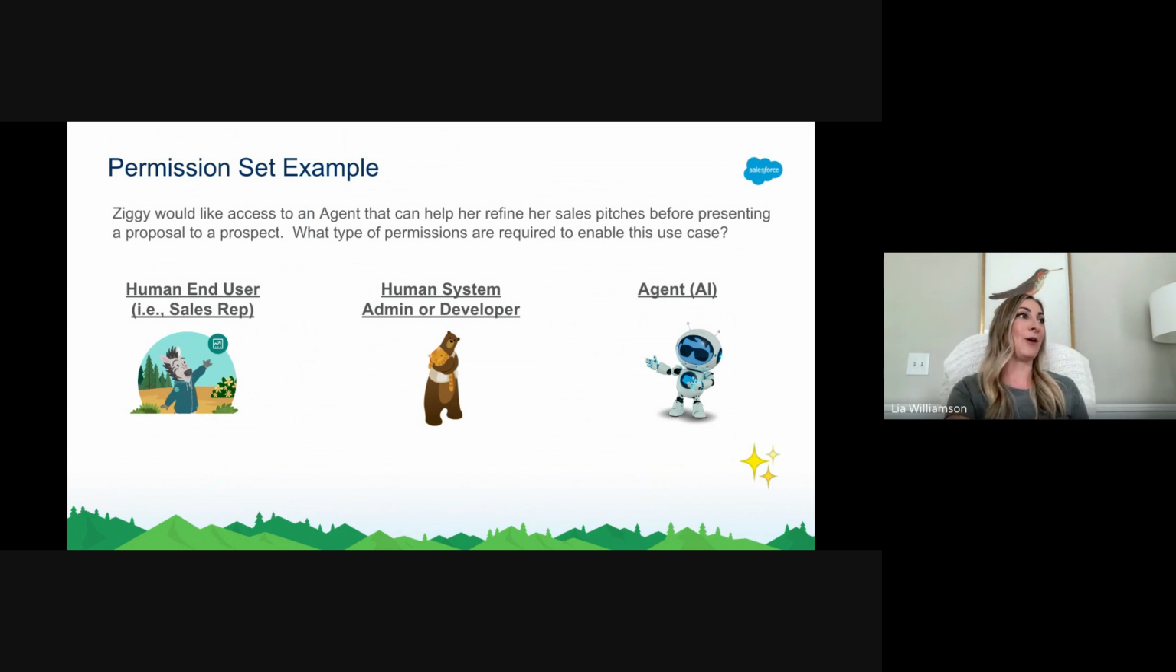So if we want to walk through these, thinking back to the examples we walked through, this will be for a sales coach agent. So does anyone know what permission set Ziggy would need as the end user sales rep to access sales coach agent?